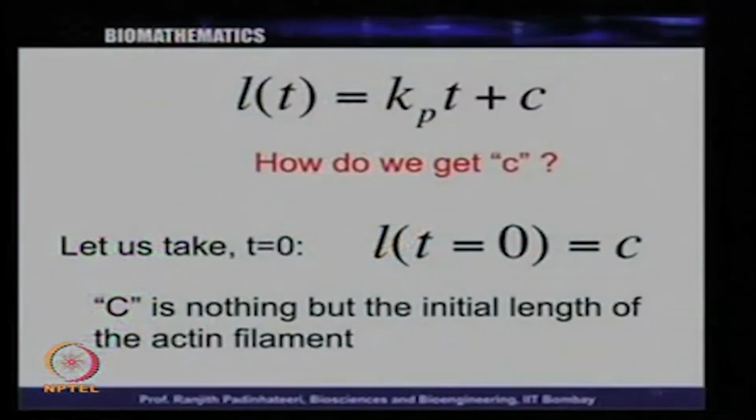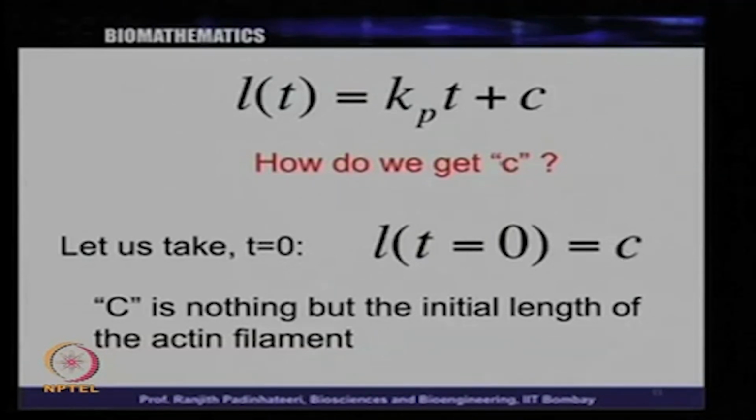So, let us look a little more carefully and try to understand this. What we have got is length as a function of time. The bracket t means length depends on the value of time. So, length is a function of time; we discussed what a function is in the early classes. Length as a function of time is given by kpt plus c. Now, how do we get this c? Let us take t equal to 0 in the above equation. What do we get? We get L at t equal to 0. When t equal to 0, the length is nothing but c.